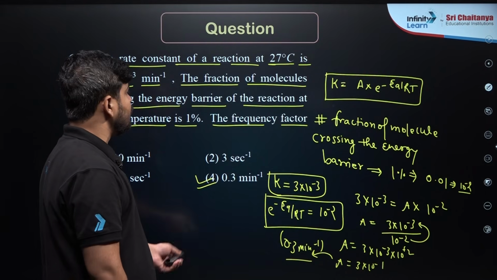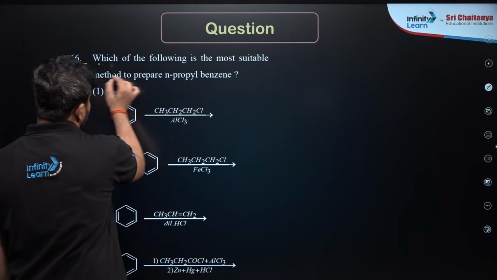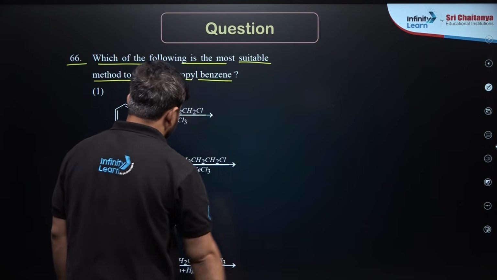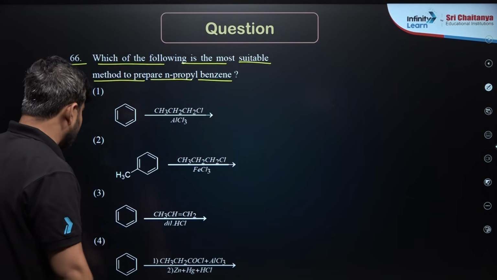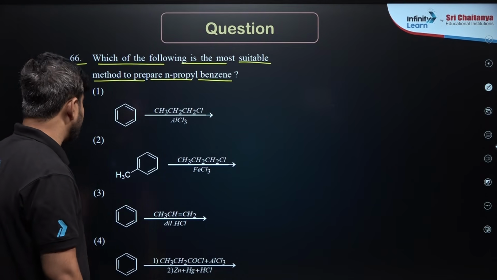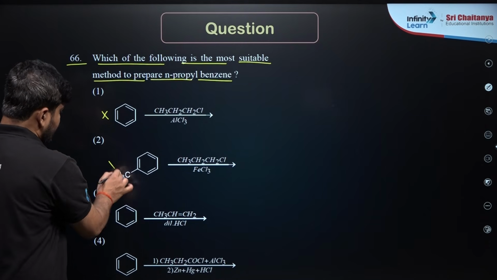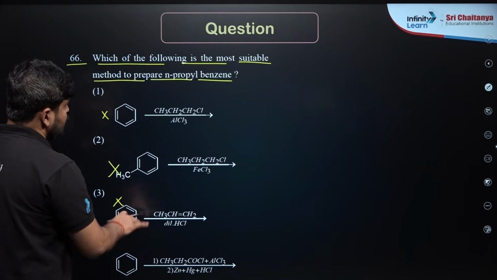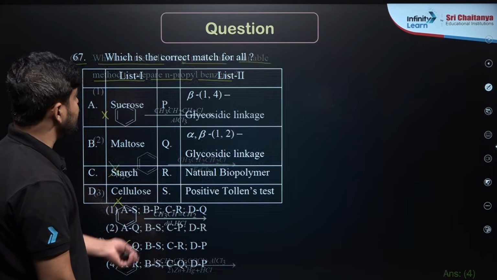Okay, after that I am coming to the next question. See, next question, what is given? 66. Which of the following is the most suitable method to prepare N-propyl benzene? So for N-propyl benzene, this is also one method, but it is not that much sufficient. The first one is not more suitable, and the second one is also not correct because CH3 is given here. This is also not, because we will get cumene, that is isopropyl benzene. So the fourth one is the correct answer of this question.